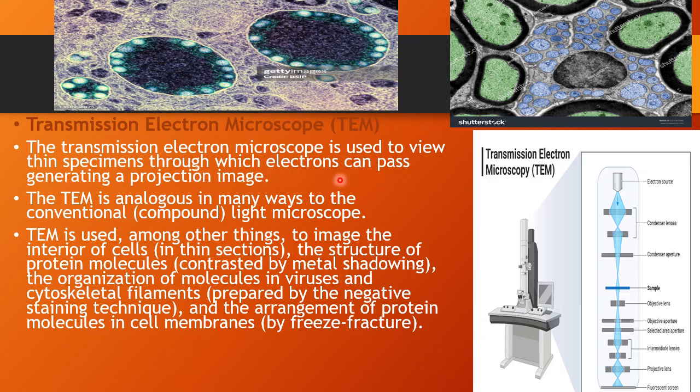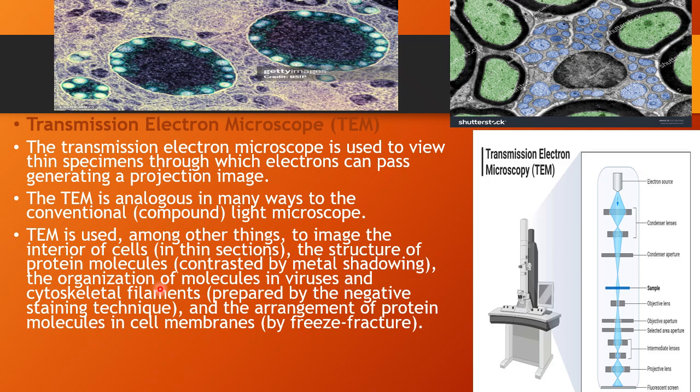So in the transmission electron microscope, the electron beam passes through the sample, and so they generate the image. It is similar to our conventional compound light microscope. Mainly, the transmission electron microscope is used to visualize images like the interiors of the cell, thin sections of the cell, and the structure of protein molecules.